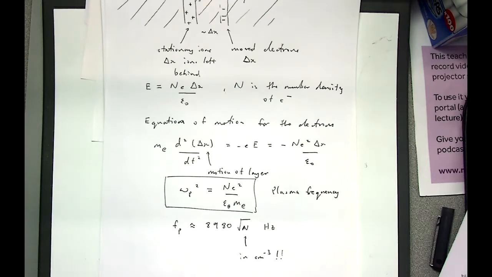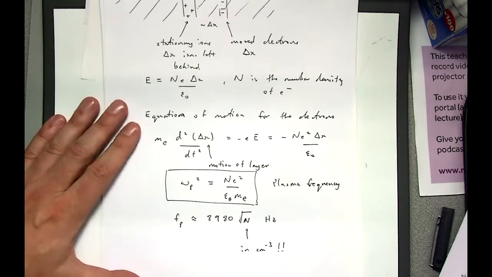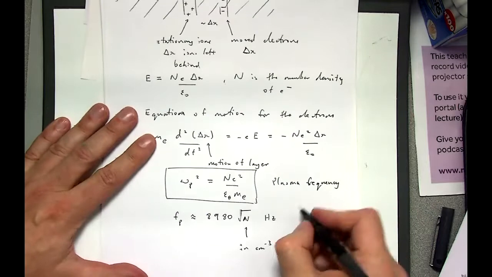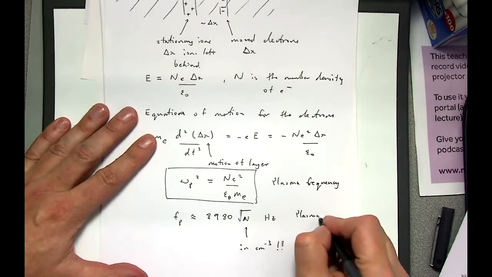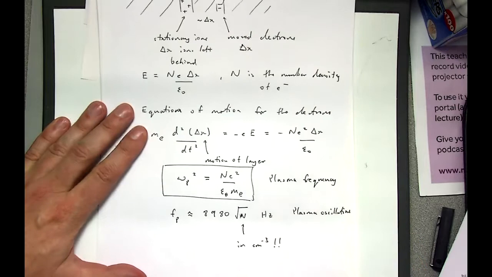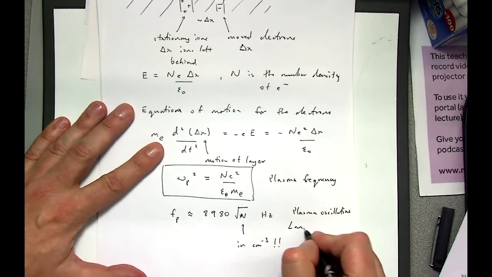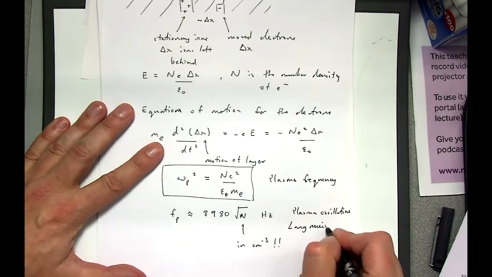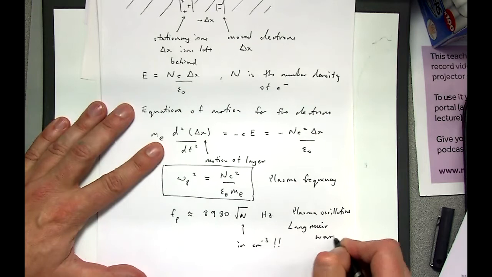And because they're shaking around, imagine they're accelerating backwards and forwards, they should also radiate, shouldn't they? So these oscillations that will occur in the plasma are obviously called plasma oscillations. That's the normal way we see them described. They're also sometimes called Langmuir waves. You may see that occasionally.